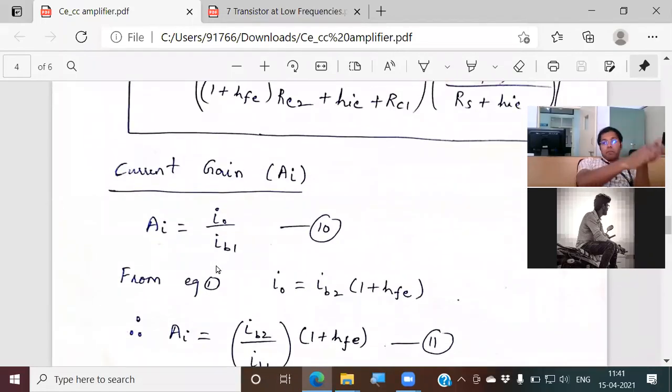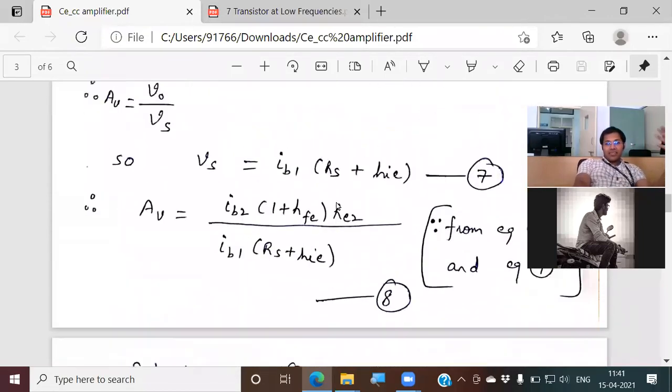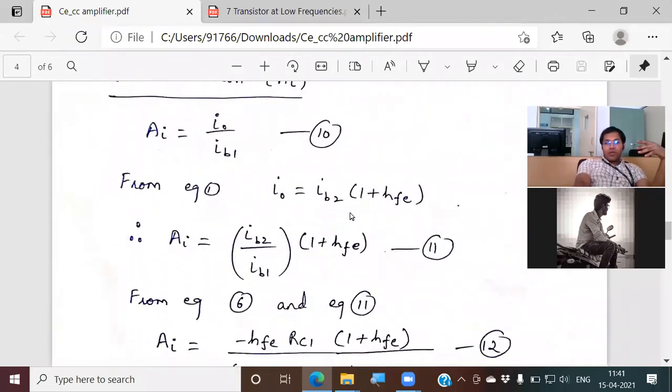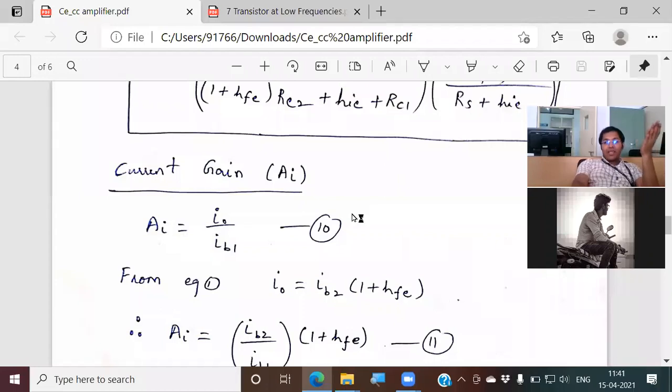Let us split up. Instead of directly finding AIS, if you want, you can directly find it, nothing wrong. But some intermediate results we already found earlier in this derivation that I want to use. So I will first find AI, and from AI, I will find AIS. So what is AI?